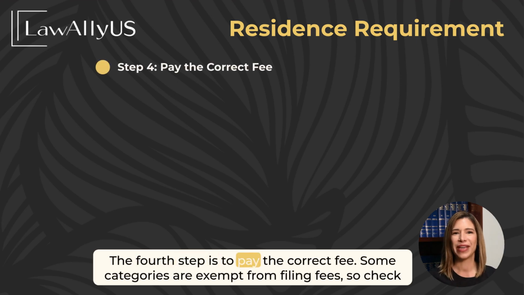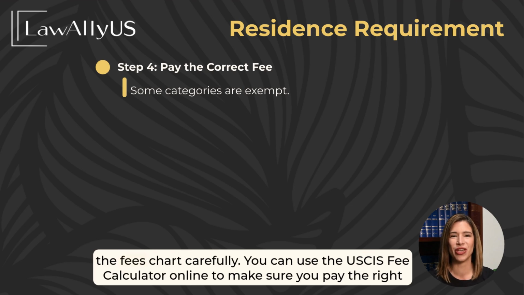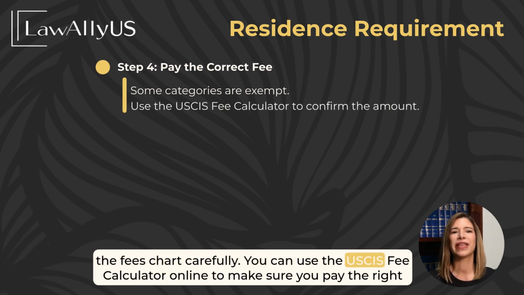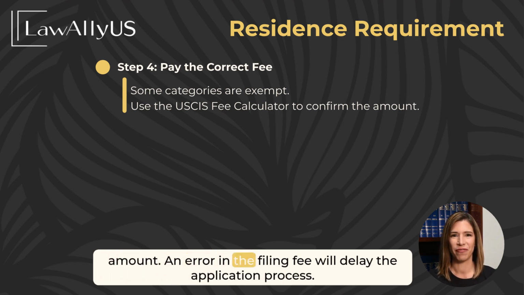The fourth step is to pay the correct fee. Some categories are exempt from filing fees, so check the fees chart carefully. You can use the USCIS fee calculator online to make sure you pay the right amount. An error in the filing fee will delay the application process.